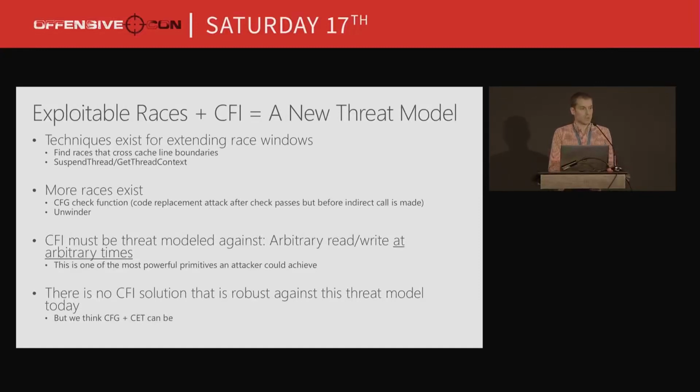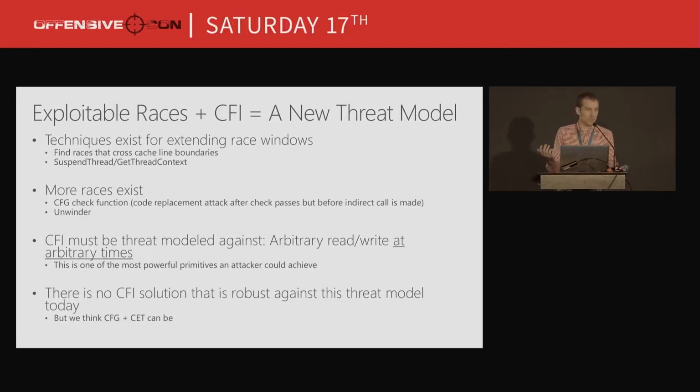We also realized that more races exist in our existing CFI strategy. So the unwinder in Windows, which is used for handling exceptions, among other things, has a number of places where it will go and set CPU register state. And this is actually one of the places where NtContinue is called. Now we have checks in place in NtContinue to say, oh, you can only set the instruction pointer if you know where the stacks are. But that's all vulnerable to racing.